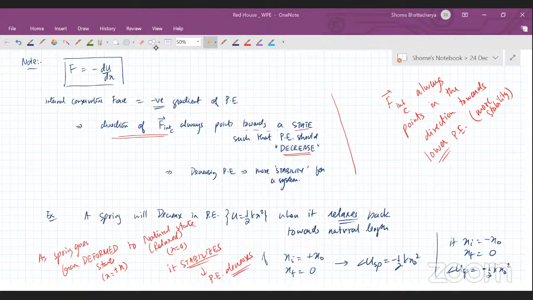A system on its own, in the absence of external forces, the internal forces of the system will always try to make it move in the direction in which its stability increases. So in terms of potential energy, the system will always try to lower its potential energy. The internal forces will always try to make it move in such a way that it lowers its potential energy, and thereby it gains stability.